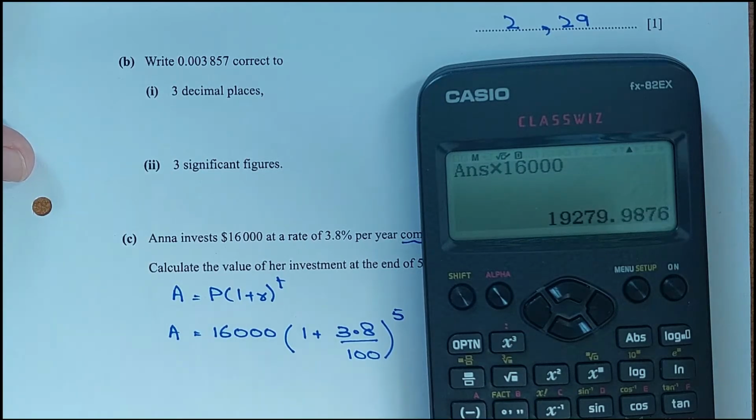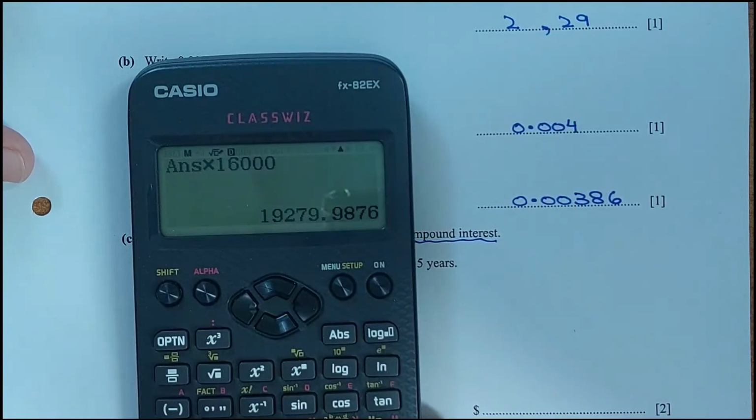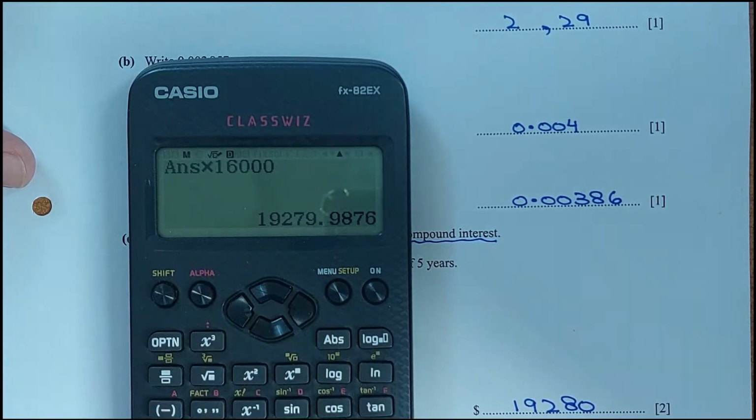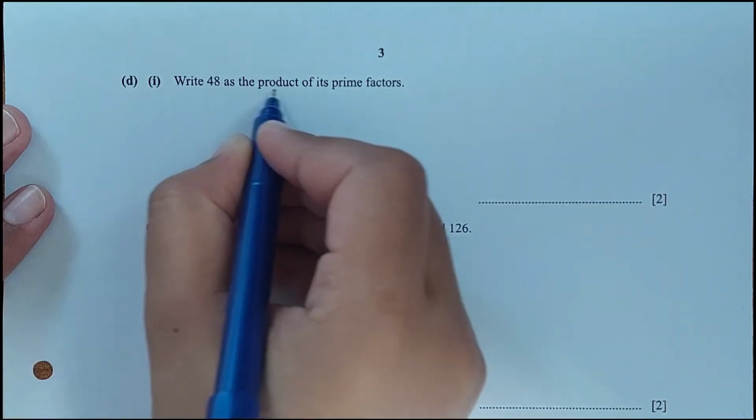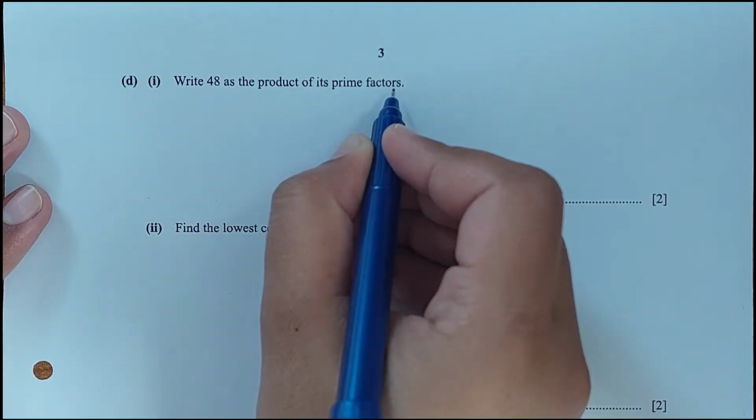Which is 19,279.9. Okay, so we can say 19,280, rounded to 1 decimal place. Now for part D, number 1, write 48 as a product of its prime factors.